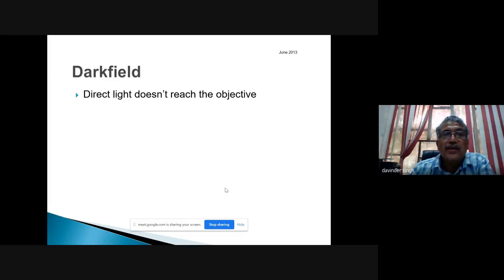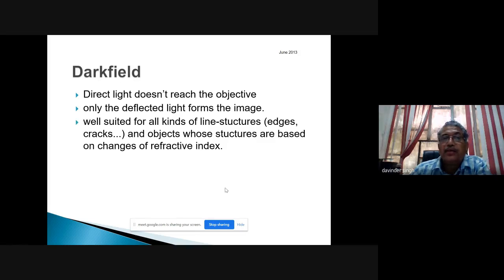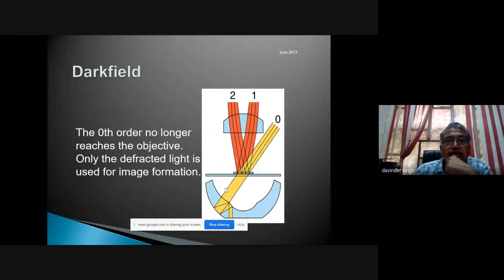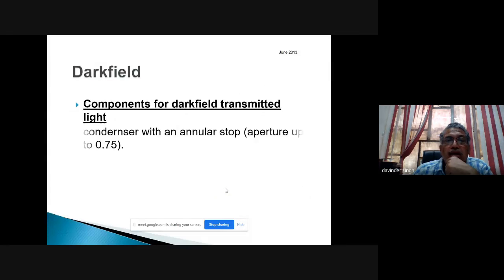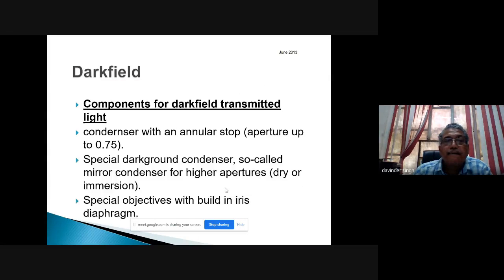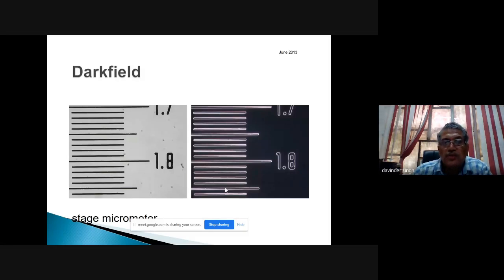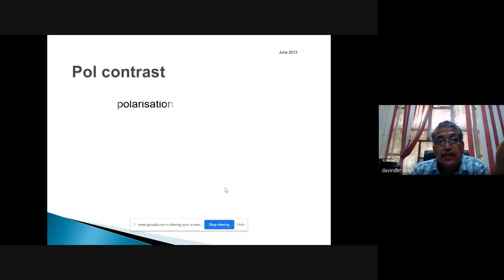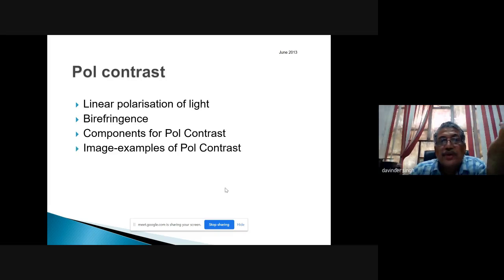Like dark field, again, direct light doesn't reach the objective, only the diffracted light forms the image. Okay, and it is well suited for all kinds of line structures. So if you see here, I can go a little bit here, the components of dark field. You see here the normal picture, and if you see the dark field, here on the right side the better clarity is there. So it depends how you want to see your image. Dark field gives you a better image sometimes. Sometimes the polarized contrast is giving a better image.